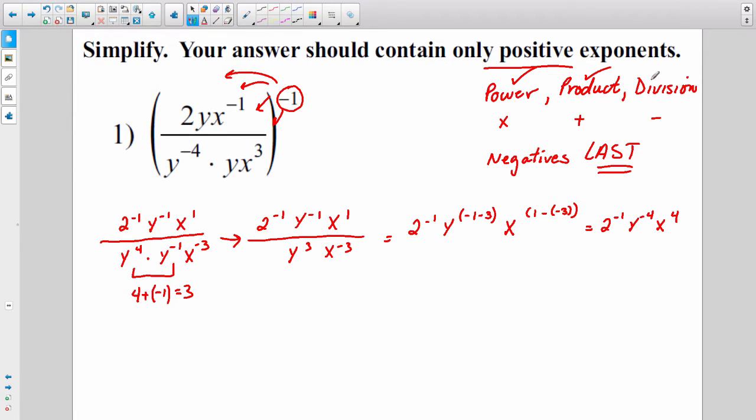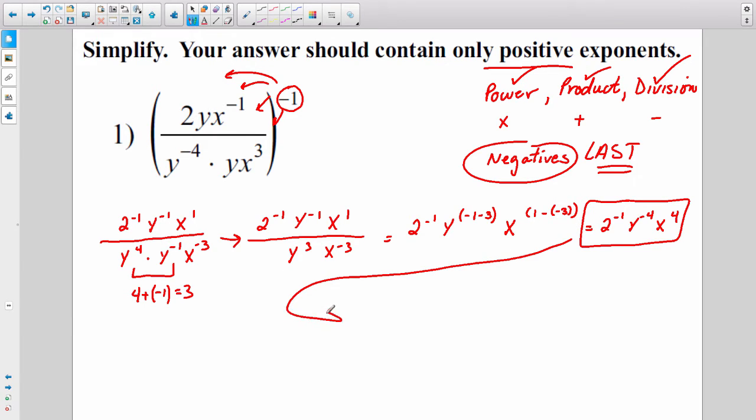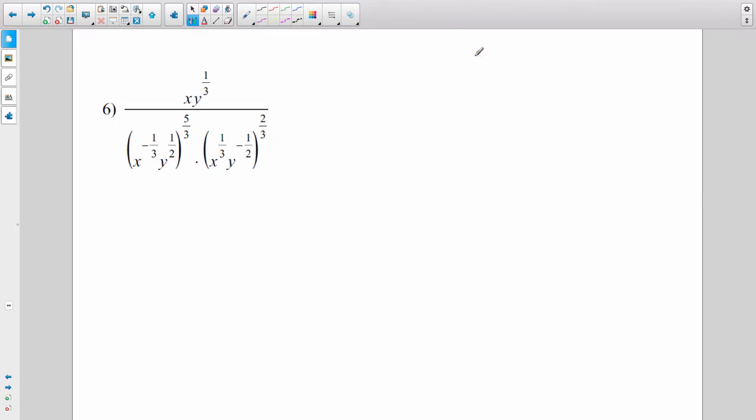Now, when you're done, let's take care of the negatives. So over here, just for space, I'm going to send the 2 downtown and make the exponent positive. I'm going to send the y downtown and make that exponent positive, but I'll leave the x up top because it already is positive. And this should be your final answer. Power rule first, followed by product, followed by division. Last, negatives.